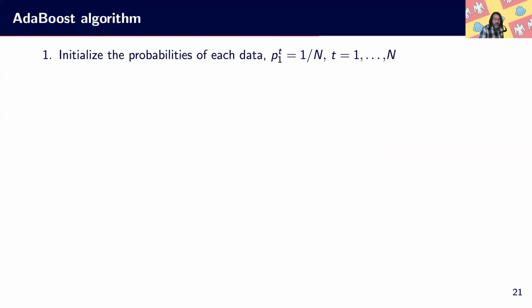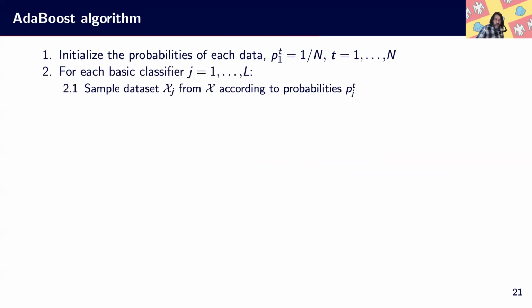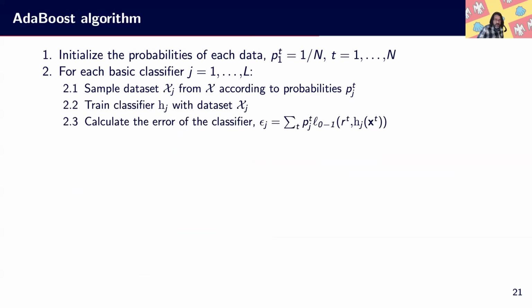We initialize the probabilities for each data point, P1(t). Usually it's uniform to begin with, and then we adjust it. For each classifier of our ensemble, we sample the dataset Xj from X according to the probabilities Pj(t). We train the classifier on that dataset. We then calculate the error weighted by Pj(t) on the whole training set.